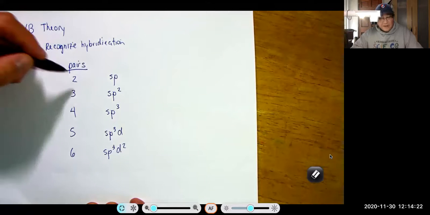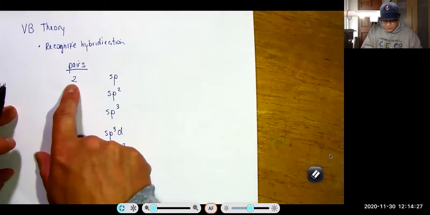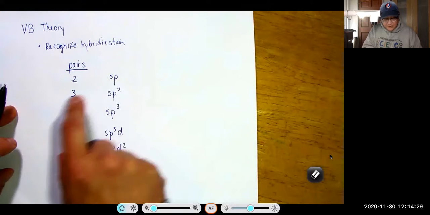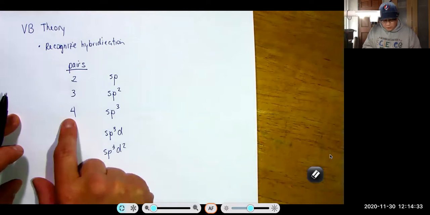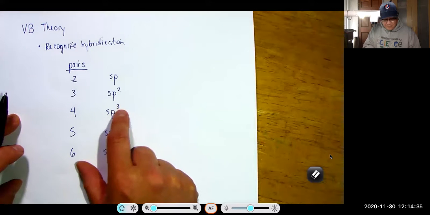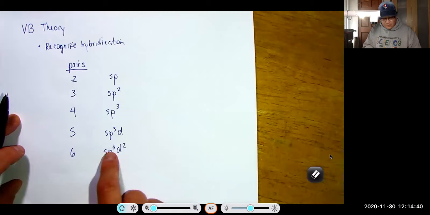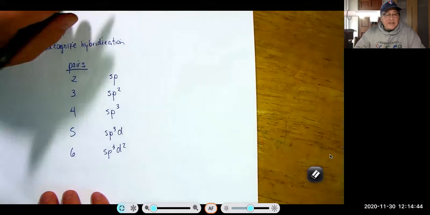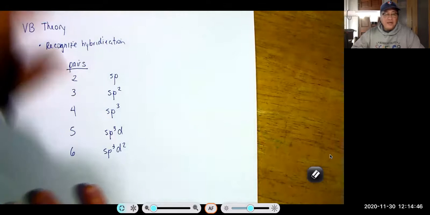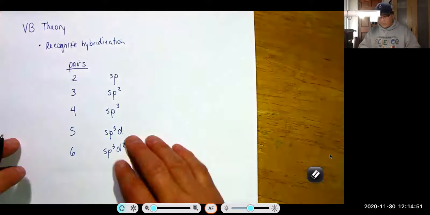And if you look at the number of pairs, they equal the number of orbitals that you're hybridizing. We're hybridizing 2 orbitals, 1, 2. We're hybridizing 3 orbitals, 1, 2, 3. 4 orbitals, 1, 2, 3, 4, 5 orbitals, 6 orbitals. So recognizing hybridization is really, really easy. So let's take a look at a problem where we're trying to recognize hybridization.